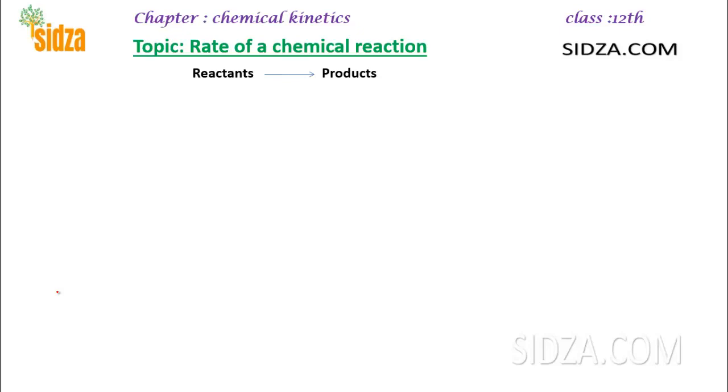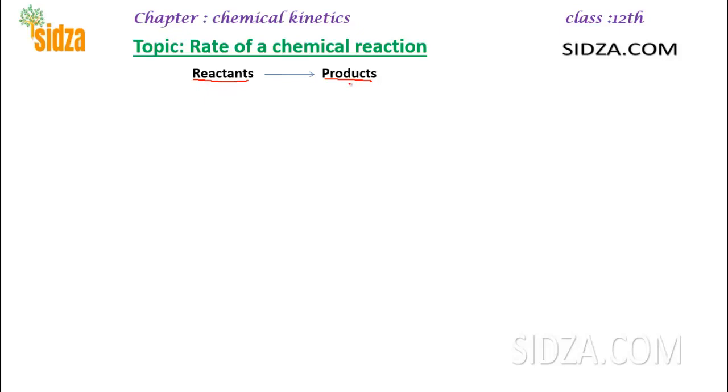Now we'll discuss the rate of a chemical reaction. What does the reaction rate mean? Normally when we write down the reactants, and the reactants get converted into products, what we see with time is that the concentration of the reactants decreases and the concentration of the products increases. So with time, the reactants get converted into products. So the concentration here decreases and the concentration of the products increases.